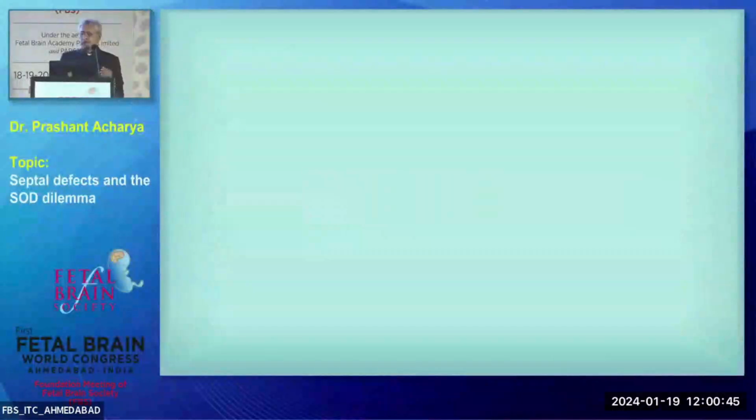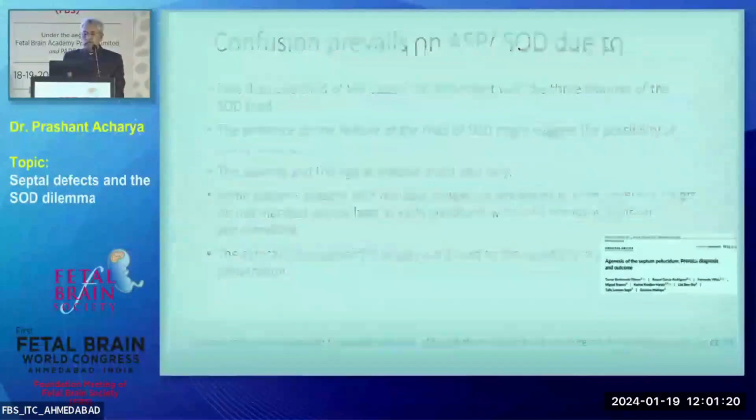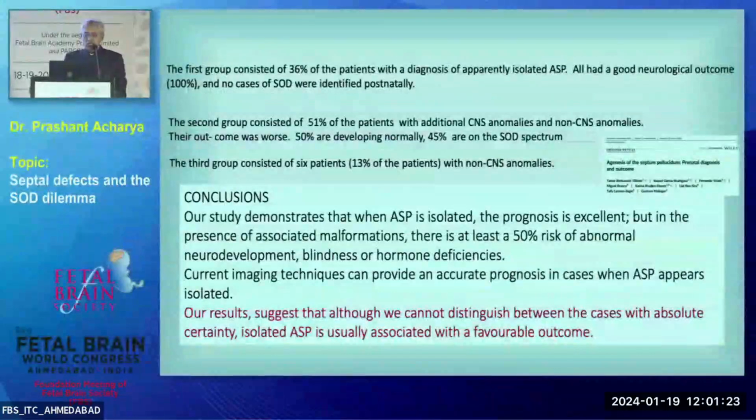So now confusion prevails for absent septum pellucidum and SOD because less than 1/3 of cases present with the 3 features of the SOD triad. So your association may not always be there. You may have 1, 2, or 3. Only absent septum pellucidum may be converted at the end or after the birth. It may have ocular problems. So there is no fixed route or rule by which these things are going to present. The severity and age of onset may also vary, and the clinical heterogeneity is also one of the problems.